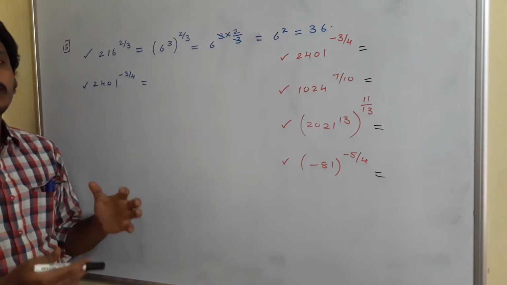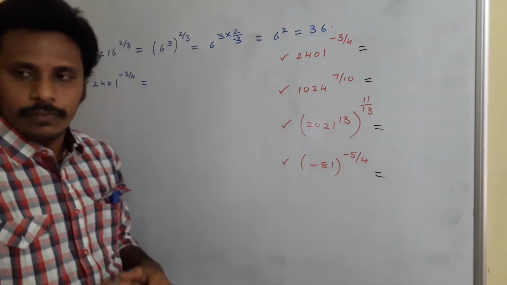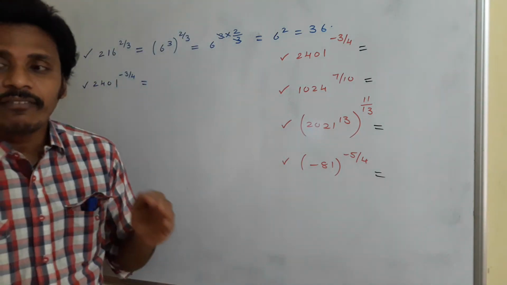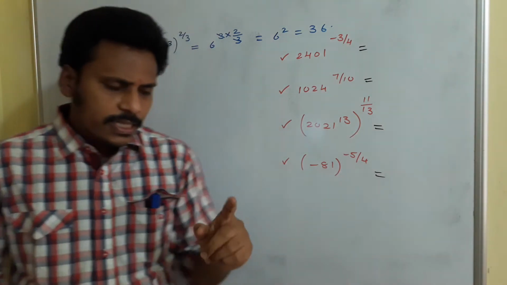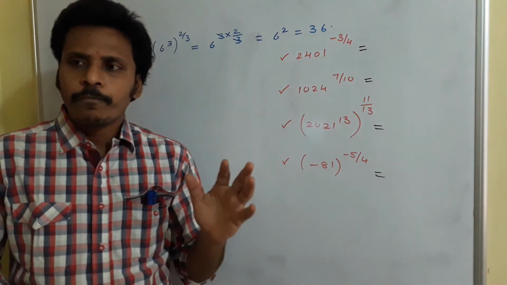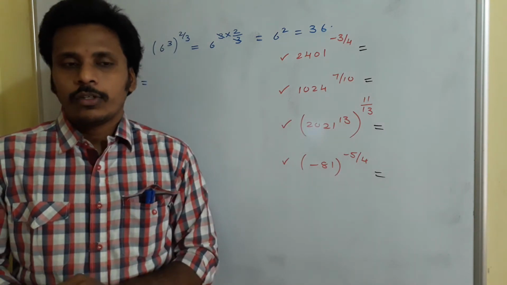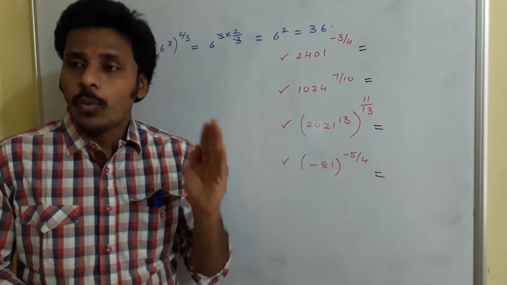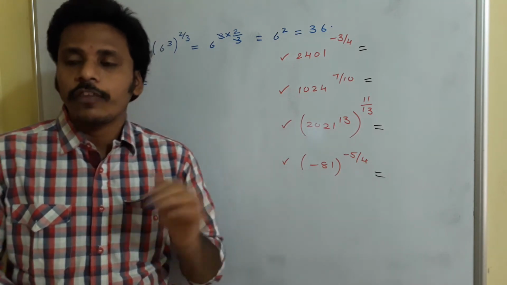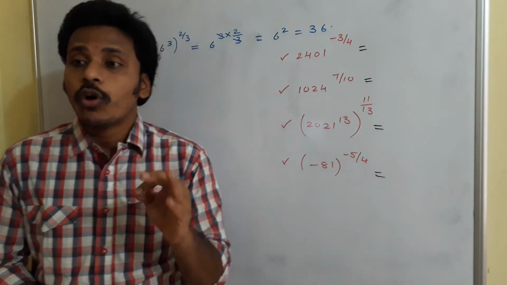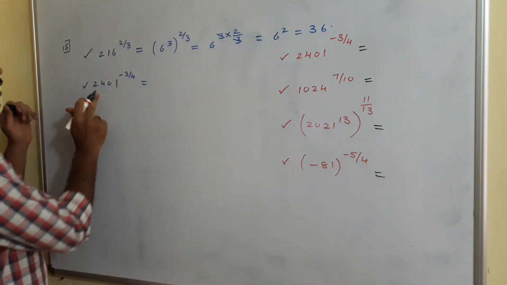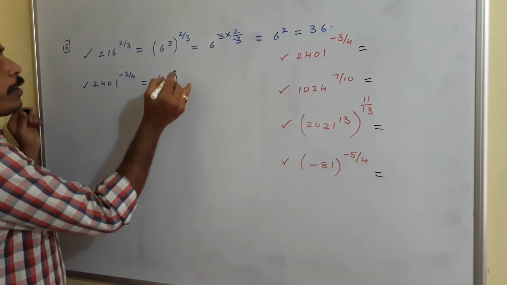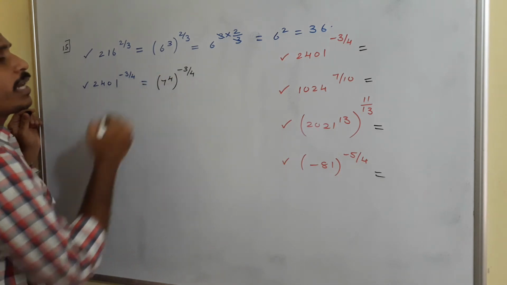See, you need to know some values of the exponent powers, right? So 2401, what is it? Think about 7. I think 7 power 4 is 2401. Okay, you just calculate it. 7 power 1 is 7, 7 square is 49, 7 cube is 343, and 7 power 4 is 2401. So the value of 2401 in exponential form is 7 power 4, to the power minus 3 by 4.